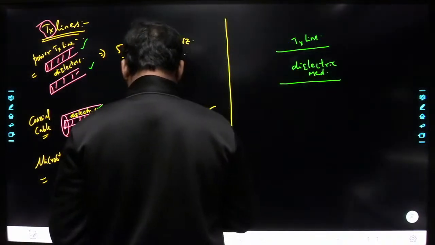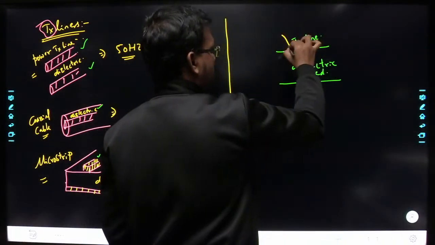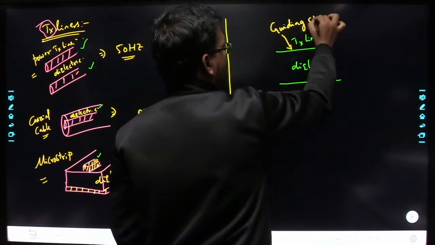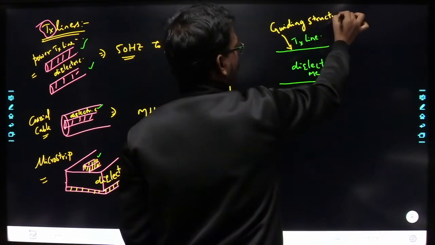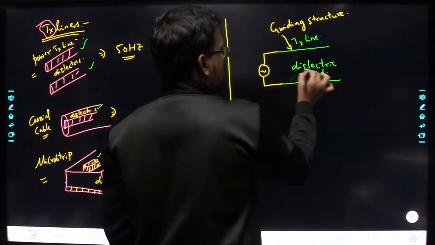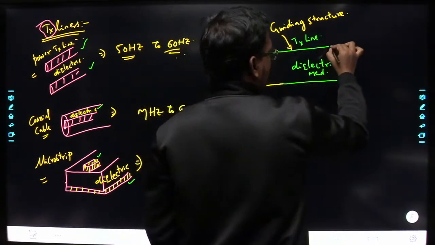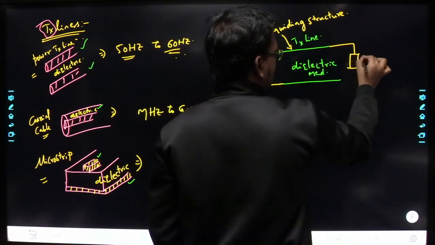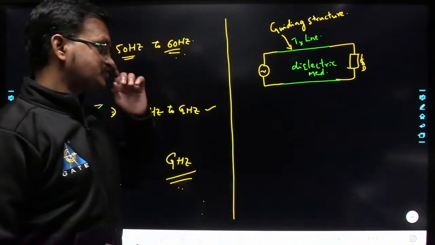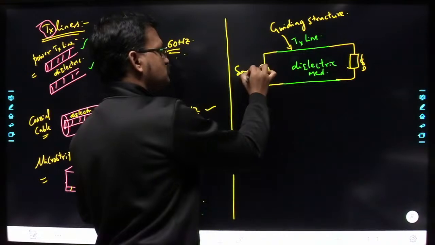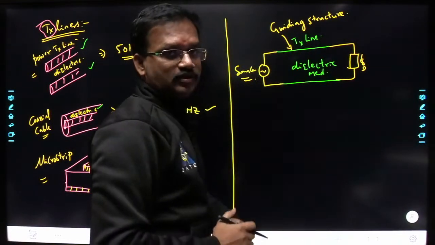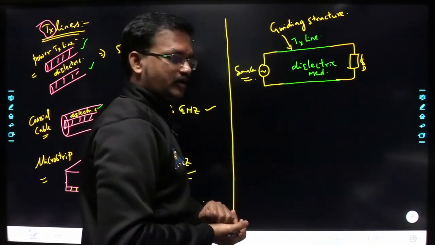This transmission line is going to act like a guiding structure. It is going to transport the signal from source to load. On one end you connect a source, and on the other end you connect some load. The signal is transmitted from source to load through this guiding structure, that is the transmission line.